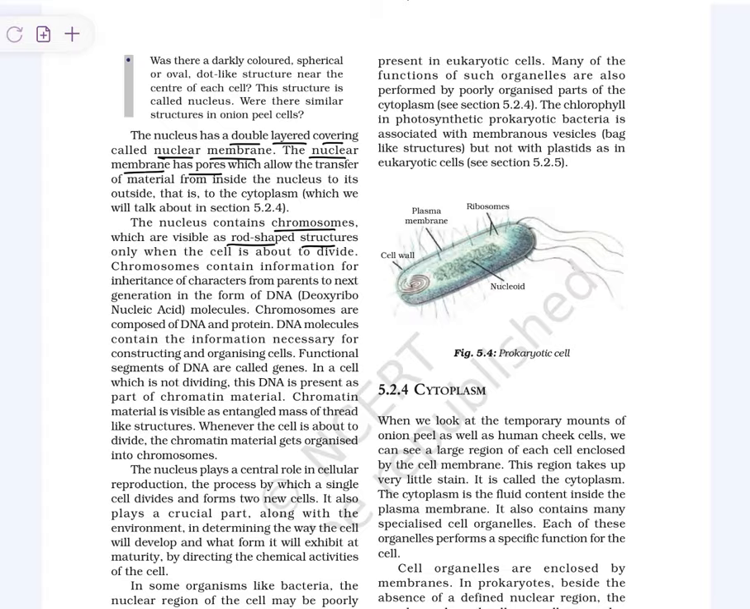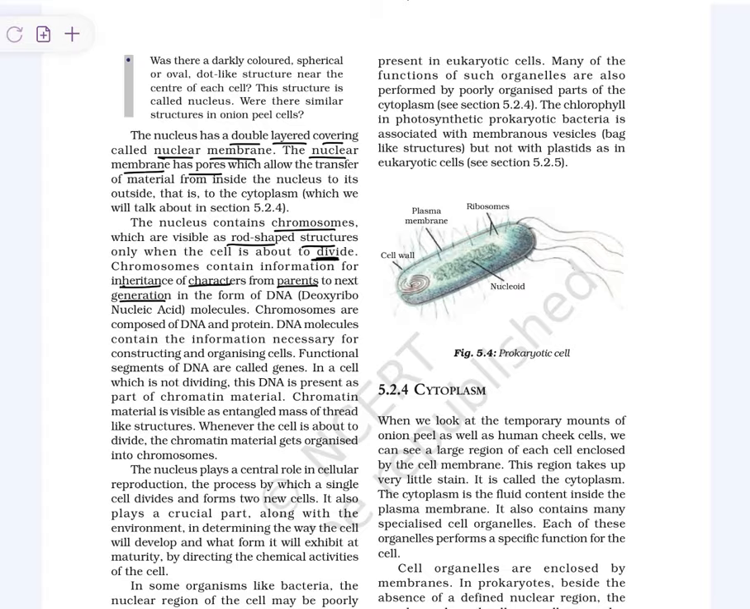Initially chromosomes तभी visible होते हैं when the cell is in dividing state. अगर cell dividing state में नहीं है तो what we observe is the chromatin material जो कि एक thread like structure होता है. So these chromosomes which are rod shaped structures are only visible when the cell is about to divide. Now these chromosomes contain the information, the genetic information which is transferred from parents to the next generation.